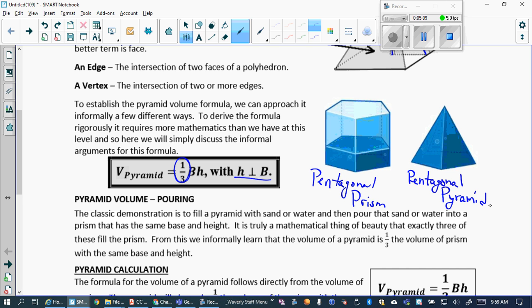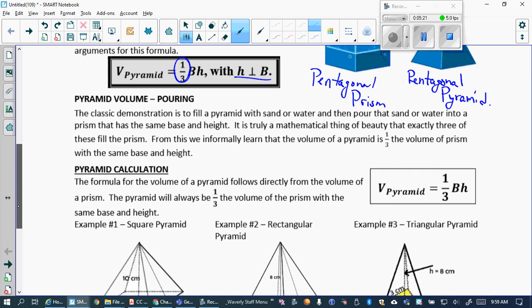Try it, pentagonal, say it. Okay, how about hexagonal? Okay, yes, that's the proper way to pronounce it. All right, so one-third base times height is the volume.